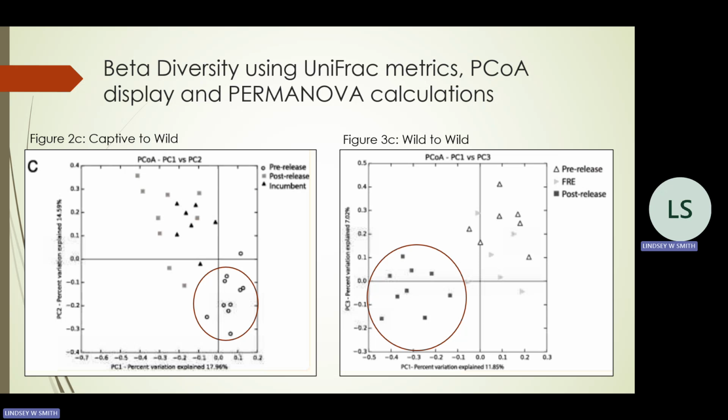So then they also used unweighted UniFrac graphs to show significant separation of the pre-release group from the post-release and the wild incumbents. So you can see that in the lower right-hand corner there, circled in red. And then within the wild to wild study, the post-release group showed significant separations from the pre-release and the free-range enclosure groups, shown by that obvious clustering in the lower left-hand corner.